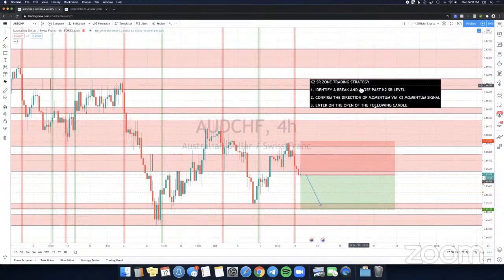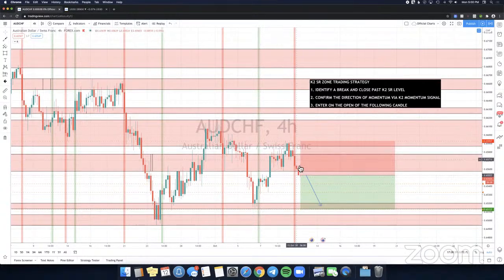So the first requirement is to identify a break and close past a K2SR level. You can see right here, we had a bearish candle break past this K2SR level and it closed, right? So that would be requirement number 1. That's the main requirement. The second requirement is to confirm the direction of momentum. It doesn't matter if the momentum candle was way over here or way over here. That's just going to be the extra confirmation that we're trading in the proper direction.